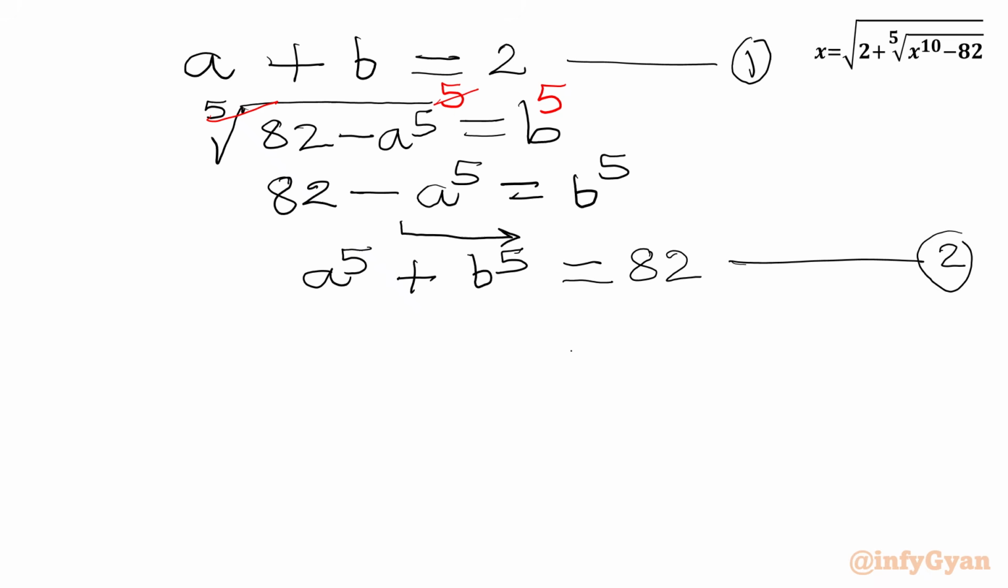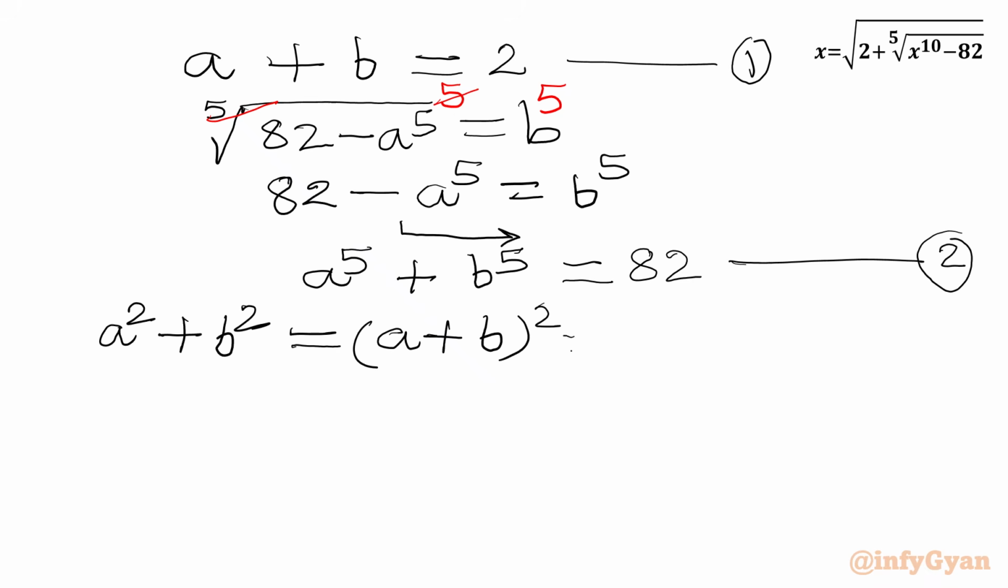Equation number 2. Now we have new system of equations: a plus b equal to 2, a power 5 plus b power 5 equal to 82, which we have to solve for a and b. I'll be using algebraic identities to find a square plus b square and a cube plus b cube. So I can write here formula a plus b whole square minus 2 times ab. Let's assume a times b, suppose equal to u.